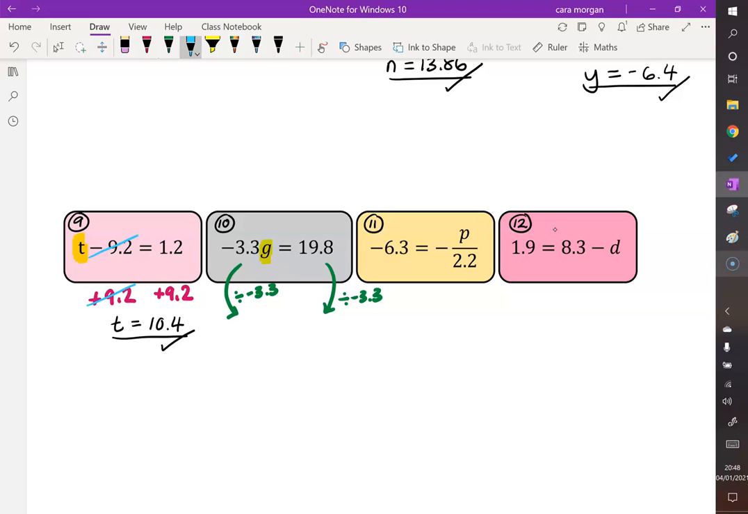Now, that means the multiplying by negative 3.3 and the dividing by negative 3.3 cancel out because they are inverse operations. So I'm left with G is 19.8 divided by negative 3.3.